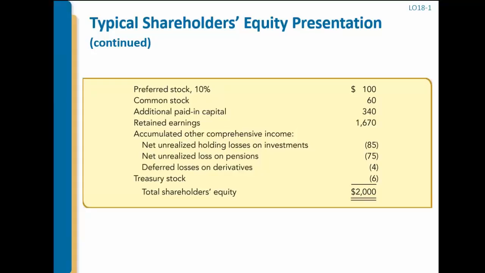There are exceptions to this, but in our discussion these dividends are going to be paid out of retained earnings, and then we have the accumulated other comprehensive income, treasury stock, and otherwise.